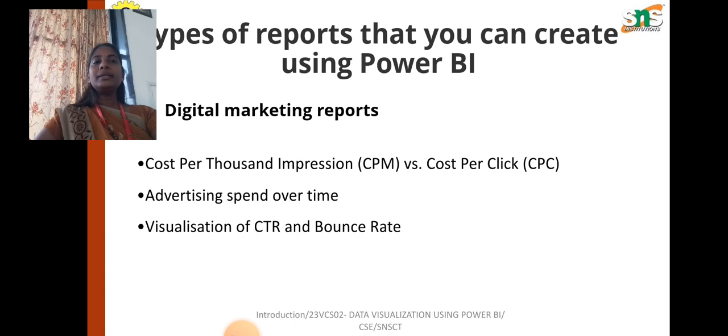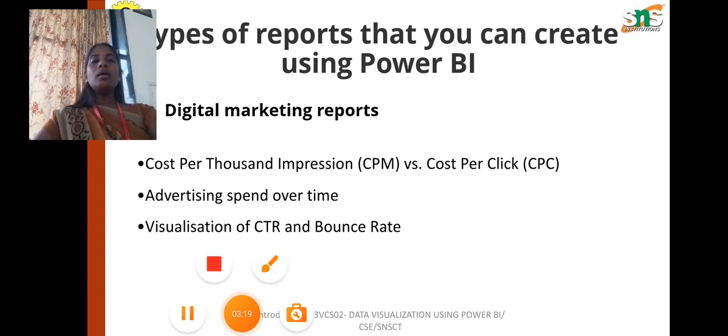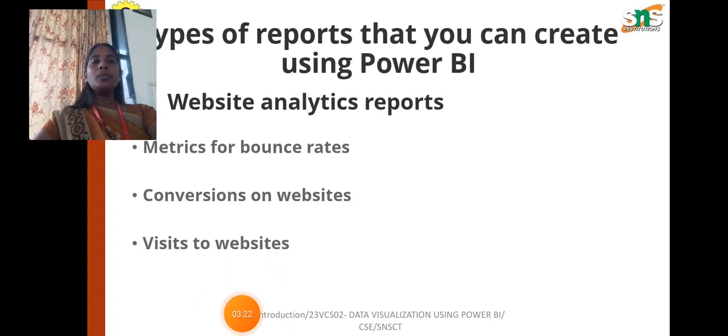Then we are moving on to the digital marketing reports: cost per thousand impressions, which means CPM, versus cost per click, meaning how people are clicking a particular link per day. Then cost per thousand impressions, then advertising spend over time, then visualization of CTR, the click-through rate, and bounce rate. So all of these we can easily correlate using Power BI.